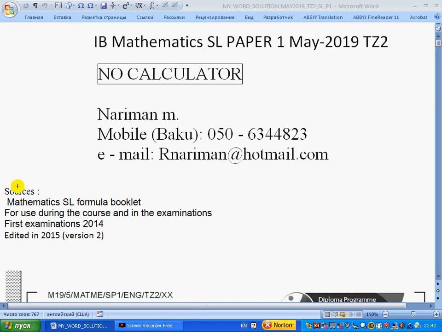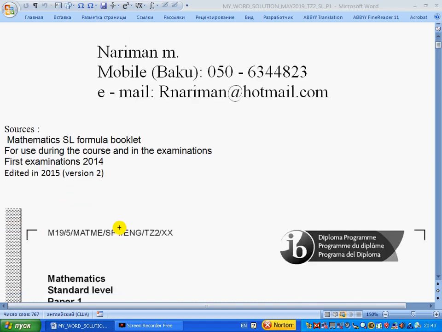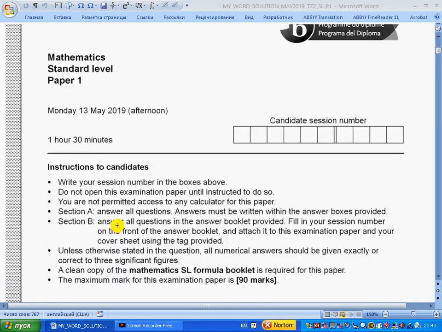The main sources to prepare for the exam are the textbook of 2012. And you should have the formula booklet with formulas. Why? Because first of all you have formulas there, and this booklet will be available for you during exams. This is the cover page.